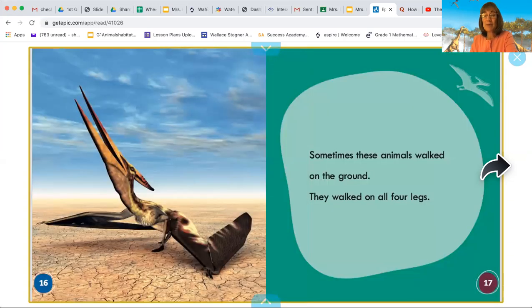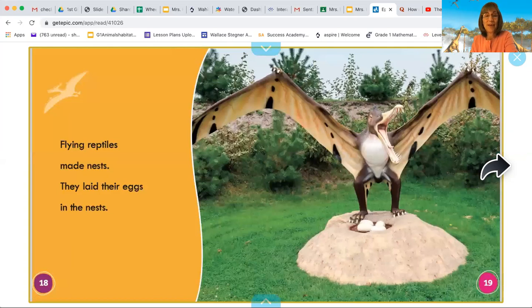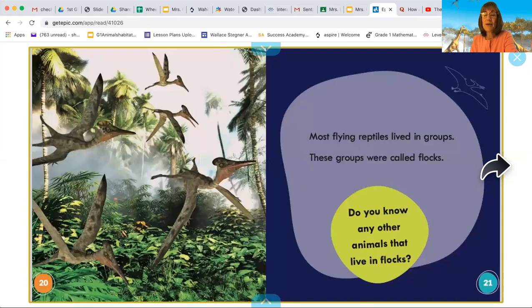Sometimes these animals walked on the ground. They walked on all four legs. Flying reptiles made nests. They laid their eggs in the nests. Most flying reptiles lived in groups. These groups were called flocks. Do you know any other animal that lives in flocks? If you said birds, you were right. Remember when we compared them to birds, that would be another thing that they were the same as a bird. They're called flocks.